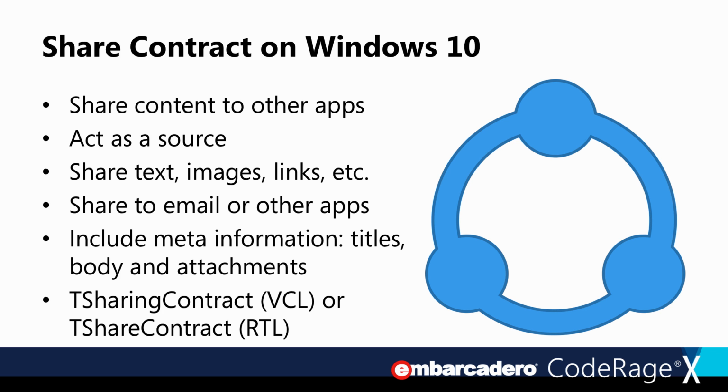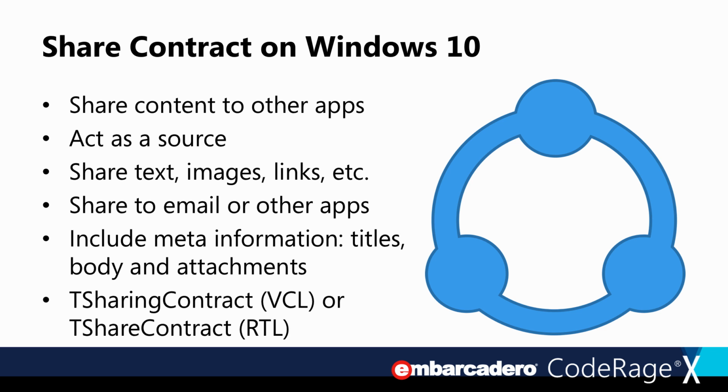So another new feature that WinRT brought was the idea of share contracts. Share contracts allow applications to share data with each other, much like you did with the share sheet on mobile applications. In Windows 10, because WinRT is available to desktop applications, you can now do share as a source from Delphi and C++ Builder applications. This allows you to share text, images, links, etc.